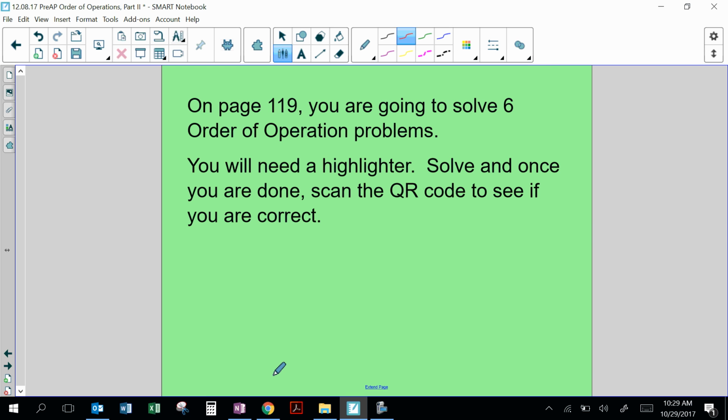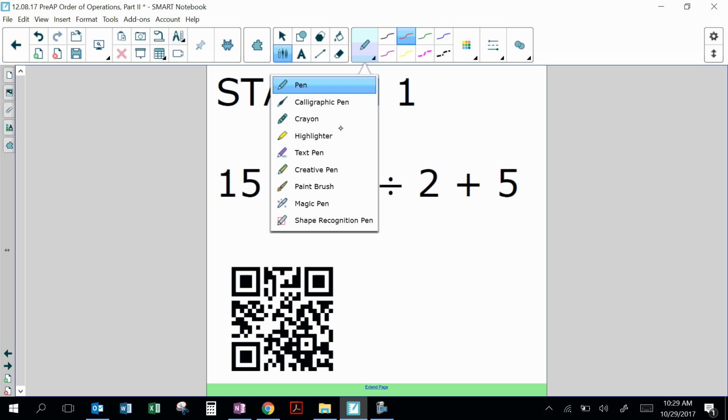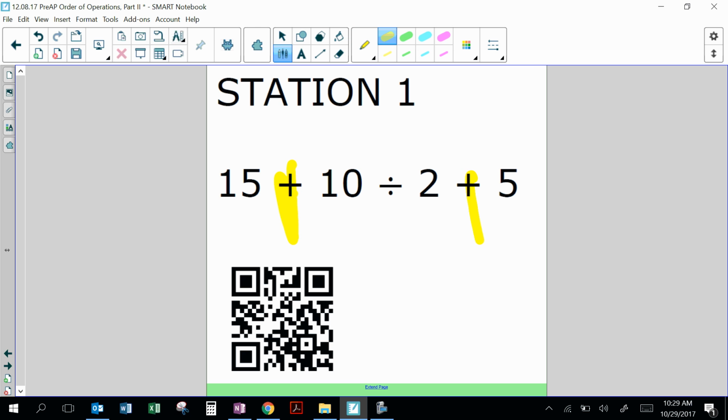So what you're going to do now is you are going to be given 6 stations. You are going to go and answer each one, and then you will scan it and make sure you did it correctly. So here are operators.